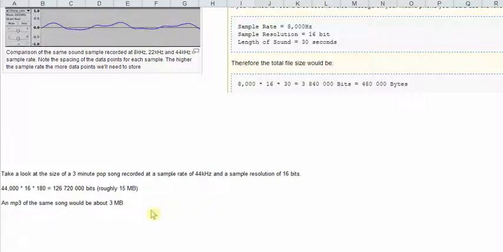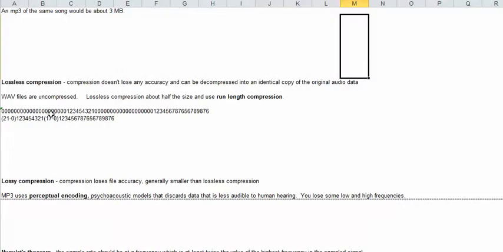The compression will make the file size smaller, and there are two main types of compression we're going to consider. We will consider lossless compression, compression that doesn't lose any accuracy and can be decompressed into an identical copy of the original audio data. For instance, a WAV file is uncompressed, and a lossless compression method will have about half the size and use run length compression.